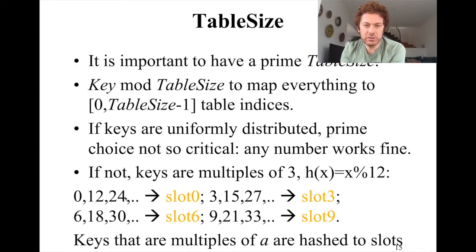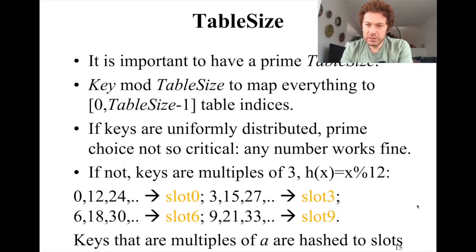Basically, why is this happening? Because all these keys have a common factor of 3 with my table size, so I am going to map them to 3 times 2. So 2 times 3, which is slot 6, etc.